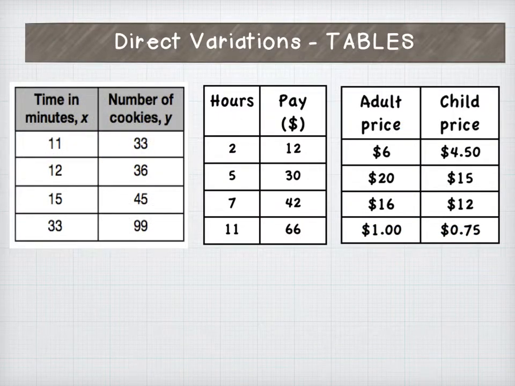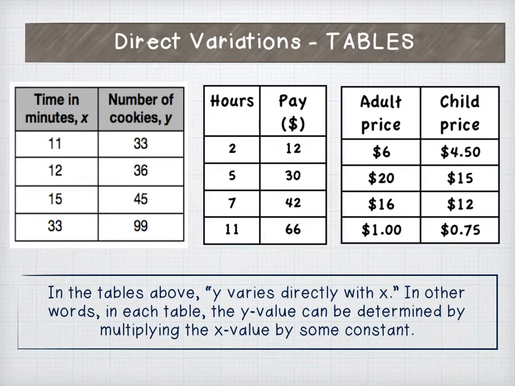Here, all of these tables represent direct variations. And in the tables that we see, y varies directly with x. That's one way to say it. In other words, the y value can be determined by multiplying the corresponding x value by some constant. So in the case of the minutes and the number of cookies, it looks like x times 3 equals y. We could write a similar equation for the other tables.